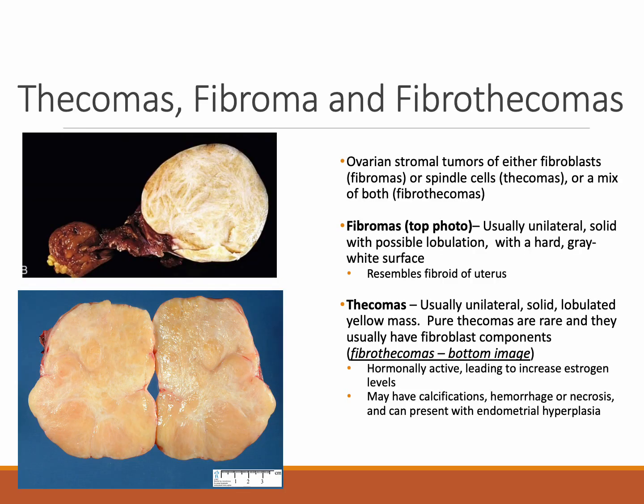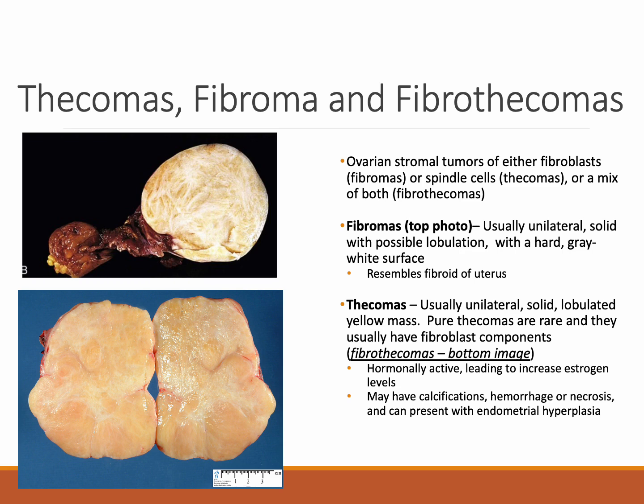First up for the sex cord tumors are thecomas, fibromas, and then fibrothecomas. These are going to be stromal tumors with either fibroblast origin, which would be the fibromas, or spindle cells, which are thecomas. But more often than not, they're going to be a mix of both of those. You might see fibromas occur pure. They look like leiomyomata or Brenner tumors, depending on how you want to make the association. But they have a nice little whorled cut surface. They tend to be very solid and firm.